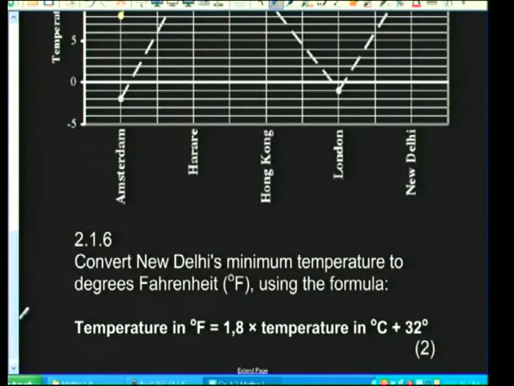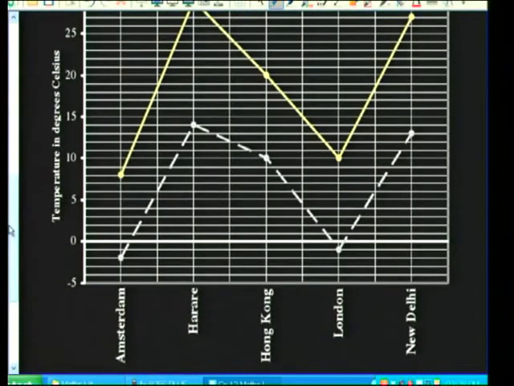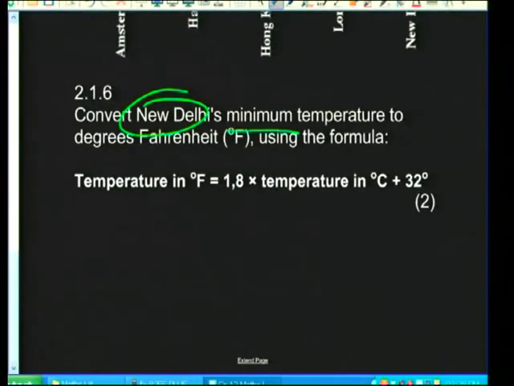Right. Convert New Delhi's minimum temperature to degrees Fahrenheit using the following formula. First thing we've got to do is find out what is New Delhi's minimum temperature. Here's New Delhi's minimum temperature over here, and it strikes at 13 degrees Celsius. So let's do that. The temperature in Fahrenheit is going to equal 1,8 times the temperature, which we got was 13 degrees, plus 32 degrees. Now, guys, let's do it with our calculator, because our calculator is automatically programmed to know it's got to do multiplication before it does addition.